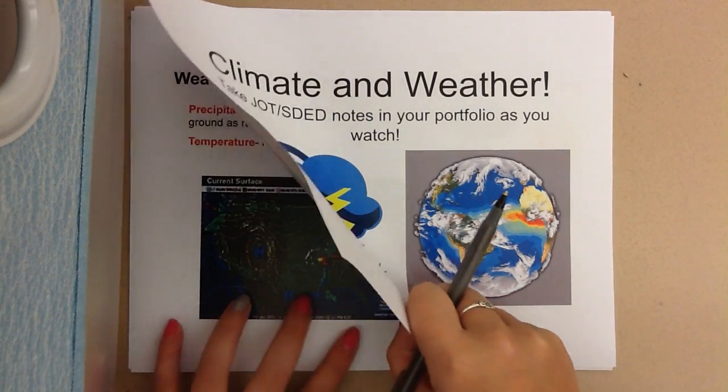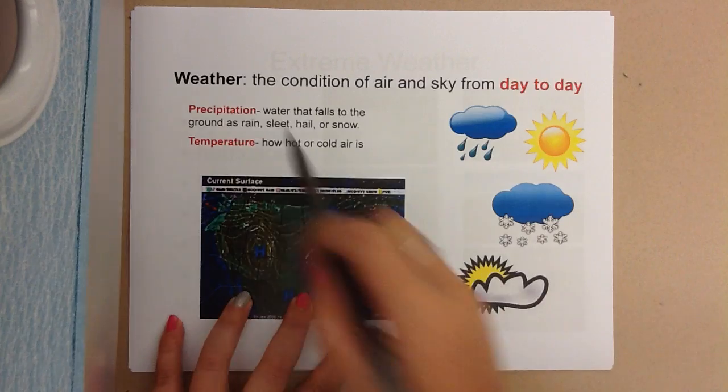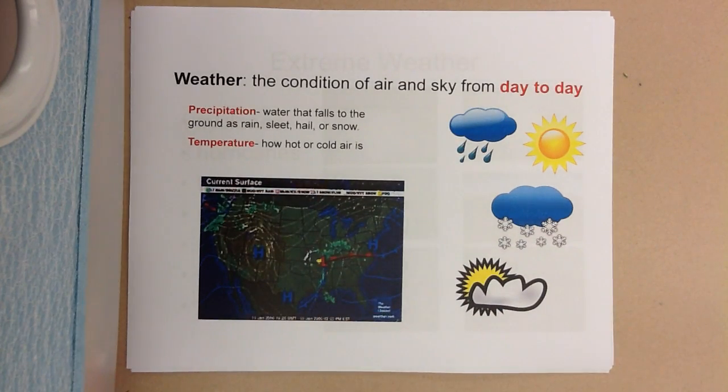Okay, and we're going to start, our first subtitle is going to be weather. So the first part of weather and climate is to talk about weather. Weather is the condition of air and sky from day to day. So if you look out the window, what do you see happening? Is it sunny? Is it cloudy? Is it rainy? Is it snowing? Is it foggy? That is all what weather is.